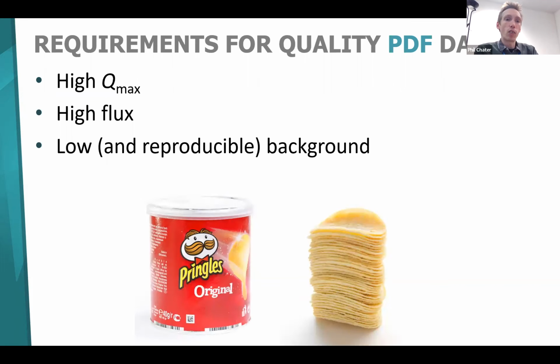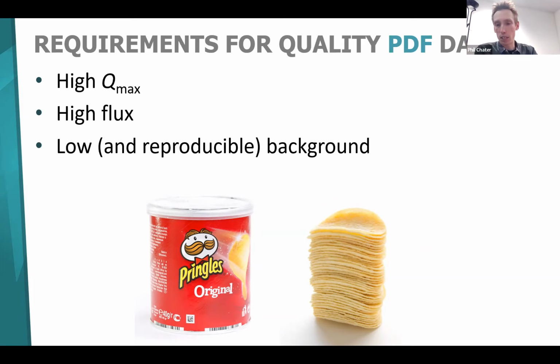We need a low and reproducible background. What that means, if we're interested in our sample, in this case some Pringles, we need to have a container, which ideally gives us a minimum amount of scattering, but also that we can measure the container itself without any Pringles in it, so we can subtract the container from our Pringle measurement. And then we can just get the PDF of the thing of interest.